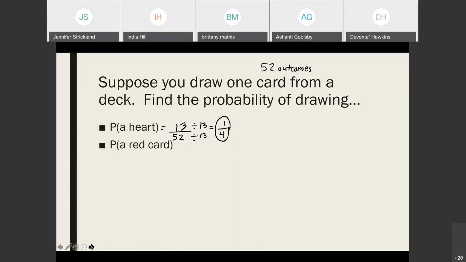Okay, what about the probability of drawing a red card? Again, I know that the bottom part's going to be 52. Now I need to look at my picture of the cards and count the red cards. You guys do a quick look at that. How many cards are red? 26. 26, right? Okay, so again, you can reduce that either on your calculator or by dividing top and bottom by 26. 26 out of 52 should be 1/2.